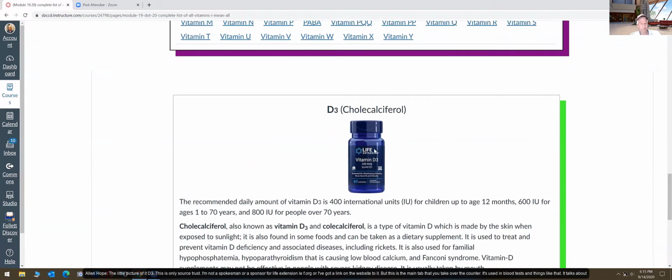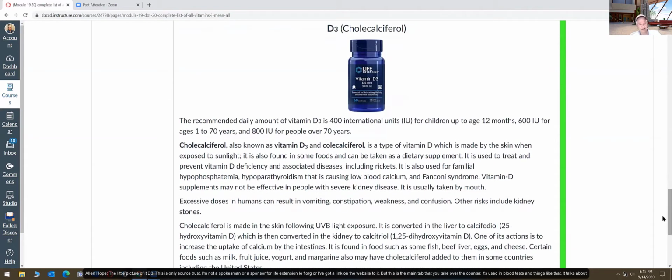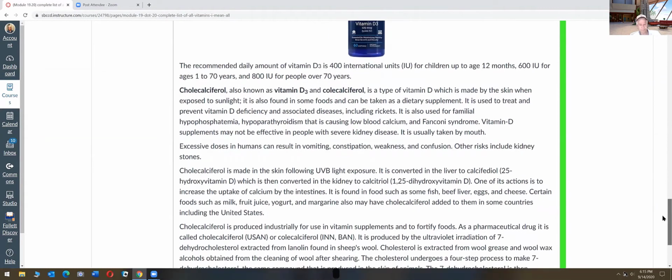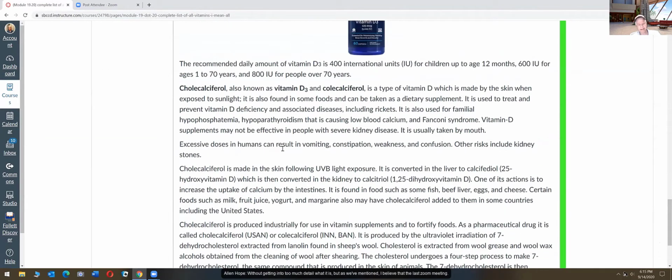This is the only source I trust. I'm not a spokesman or a sponsor for Life Extension, lef.org. I've got a link on the website to it, but this is the main type that you take over the counter. It's used in blood tests and things like that. It talks about, without getting in too much detail, what it is.